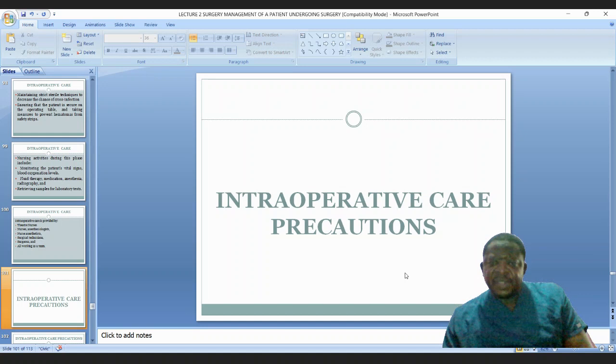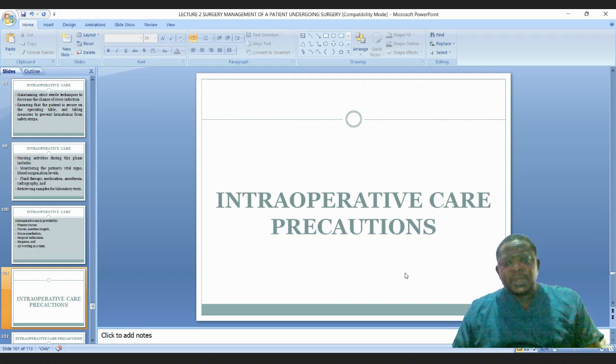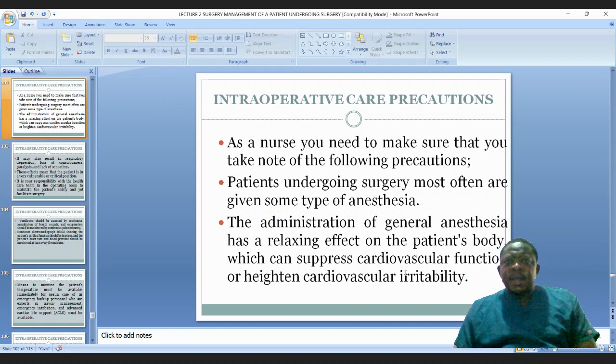Okay, so it's important that these intraoperative care precautions are at your fingertips as a nurse when you are working in theater. So the first precaution that we're going to talk about as a nurse, you need to make sure that you take note of the following precautions. Patients undergoing surgery most often are given some type of anesthesia.